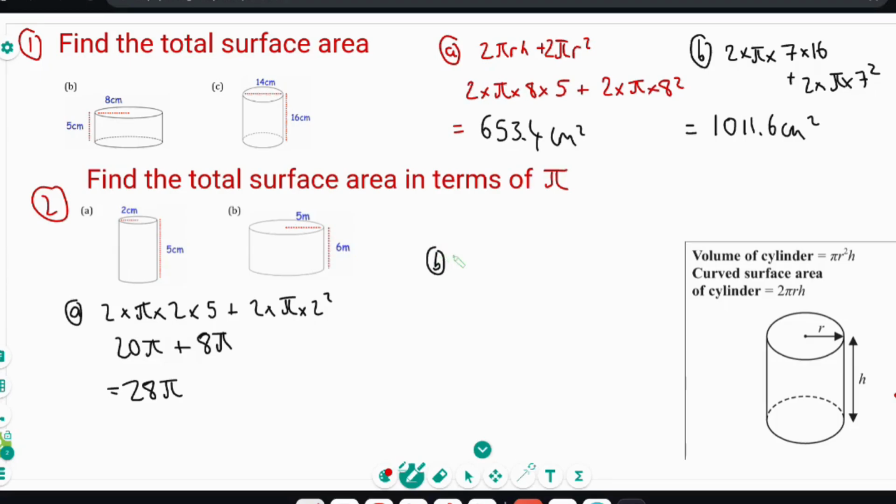Part B, 2 pi r h plus 2 pi r squared. 2 times 5 times 6, plus 2 times 5 squared, gives 110 pi.